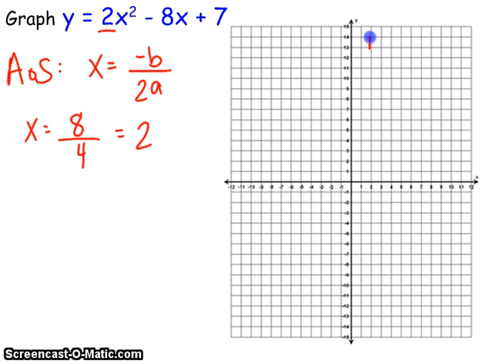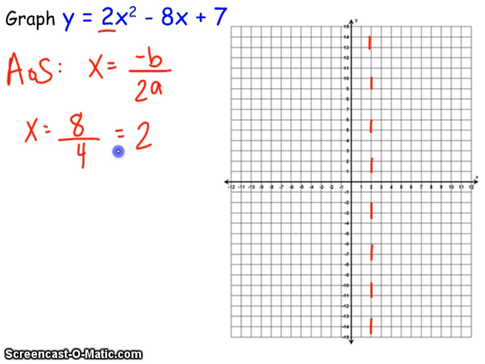And I like to put a dashed line so I can see where the axis of symmetry is, and I know that that should actually divide my parabola directly in half. I could fold that parabola on that dashed line and it should line up with itself.